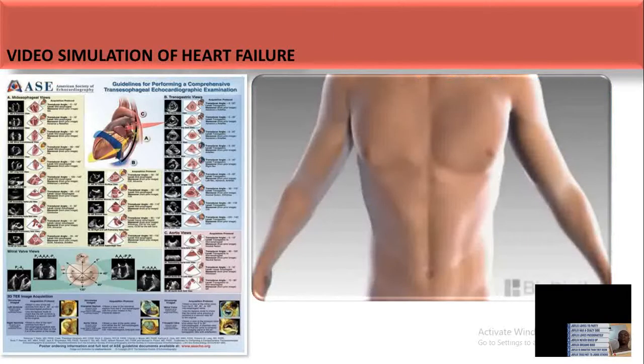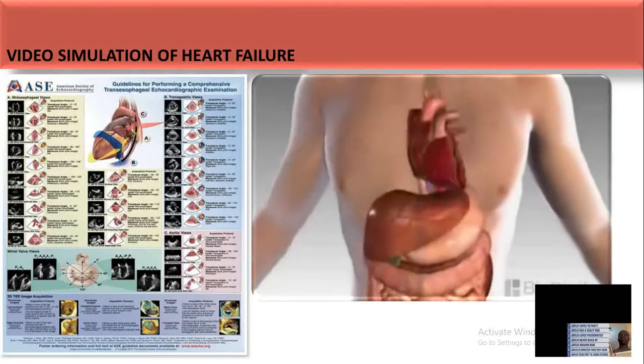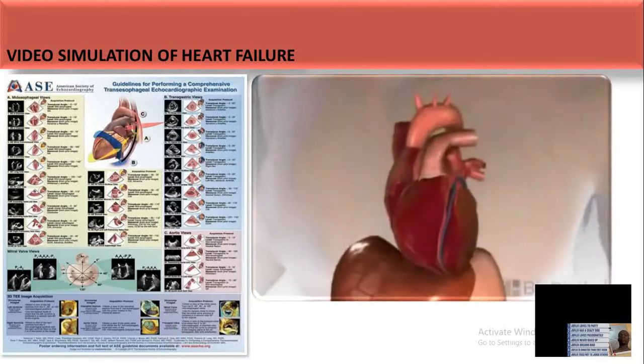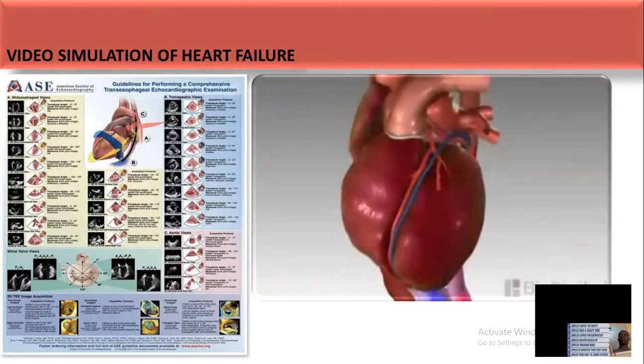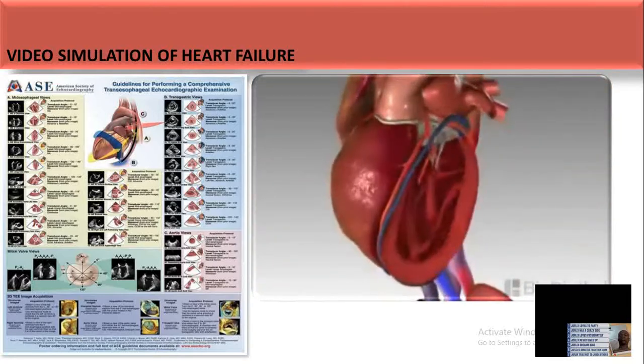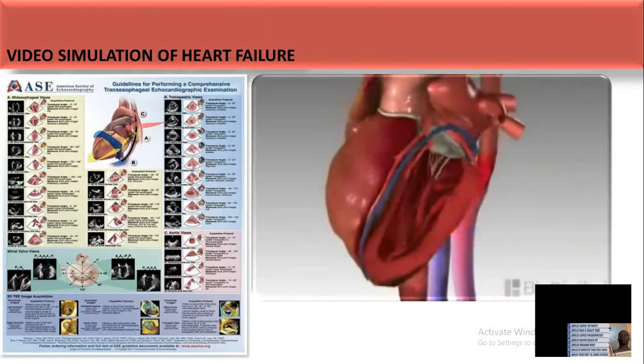A healthy heart, as seen here, beats approximately 60 to 100 times a minute, providing oxygen-rich blood to the rest of the body. You can see the physiology and pathophysiology of heart failure from this video. The lower left chamber of the heart, called the left ventricle, is the main pumping chamber.